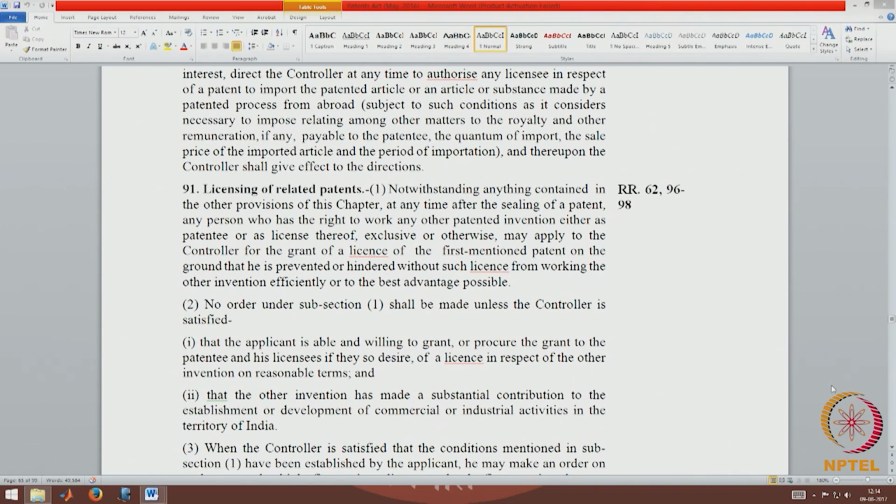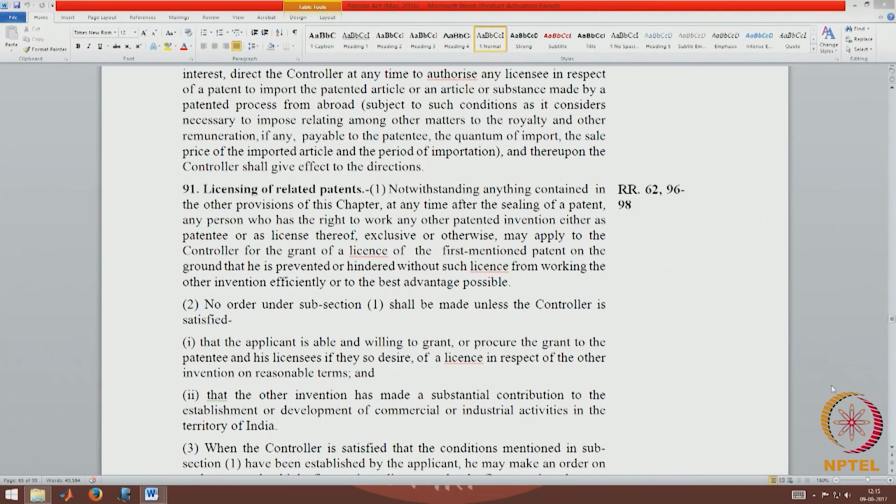Notwithstanding anything contained in other provisions of this chapter, which includes section 84 and a default section compulsory license under that section, at any time after the sealing of a patent, we had already mentioned sealing is a remnant of the past which the last amendment did not take care of. You should read that as at any time after the grant of a patent.